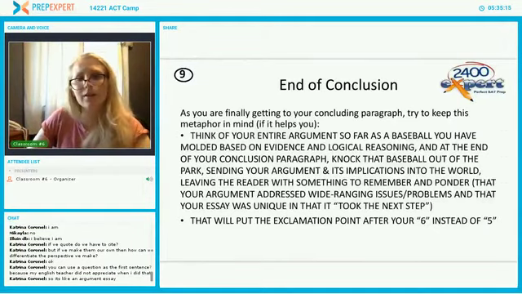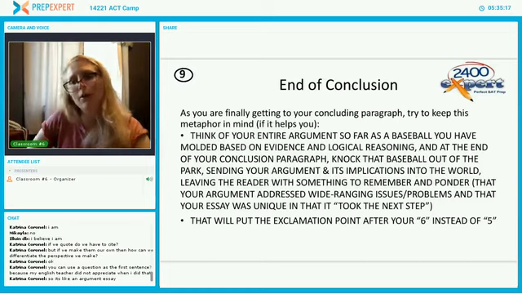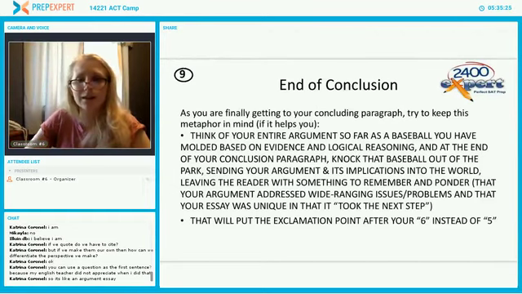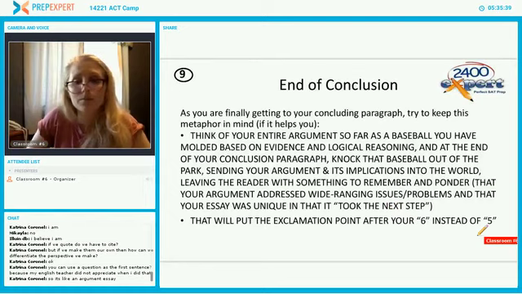And end of conclusion. As you're finally getting to your concluding paragraph, try to keep this metaphor in mind. Think of your entire argument so far as a baseball you have molded based on evidence and logical reasoning. And at the end of your conclusion paragraph, knock that baseball out of the park, sending your argument and its implications into the world, leaving your reader with something to remember and ponder. That will put the exclamation point after your 6 instead of 5. Okay.